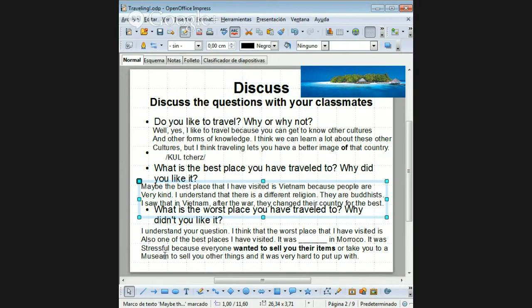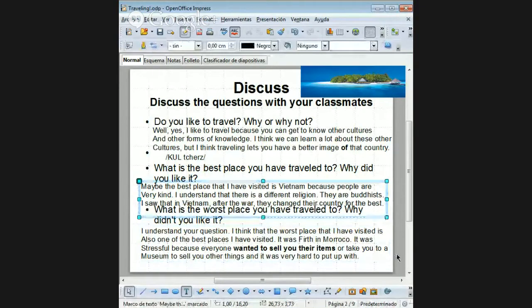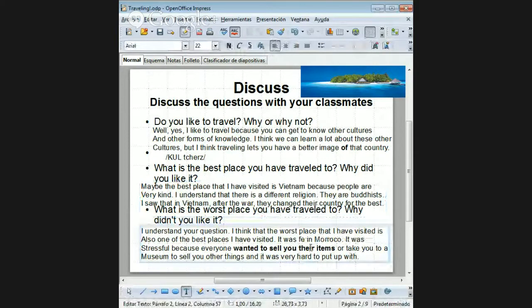Okay, and... It was Fez. It's a town in Morocco. Okay. Fez? I'm not really sure how to spell it, but that's okay. F-E-Z. F-E-Z? Yeah, correct. That's the name of the town. It's the spiritual capital of Morocco.